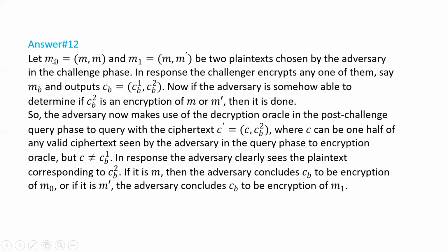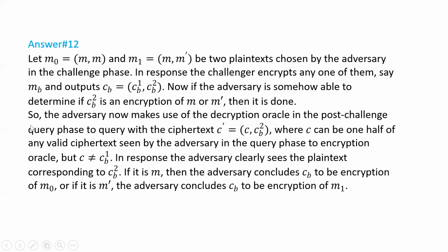Because of the way we have chosen these two plaintexts, one is M comma M and another is M comma M dash. So the last part of the challenge ciphertext, CB2, the second part of the challenge ciphertext, can be an encryption of either M or M dash, depending on whether MB is equal to M0 or MB is equal to M1. The adversary is now required to determine whether CB2 is an encryption of M or an encryption of M dash.